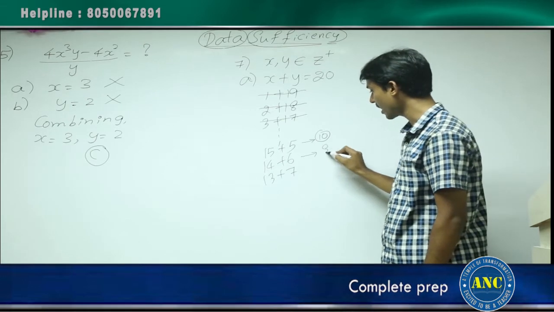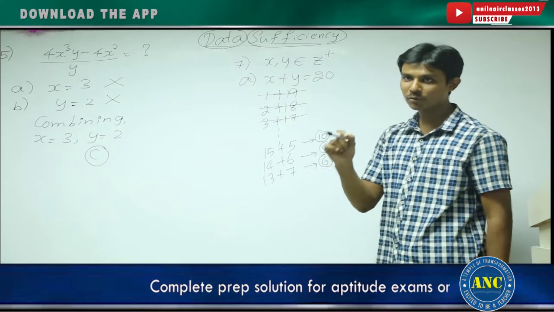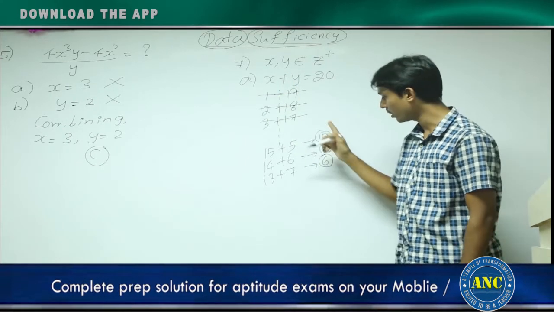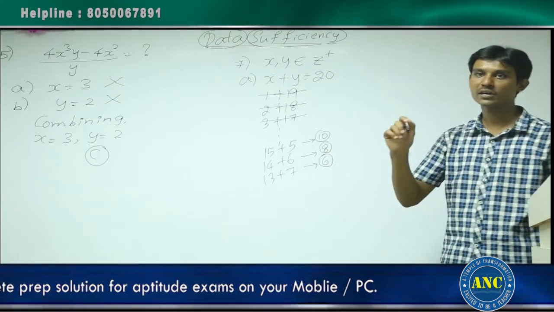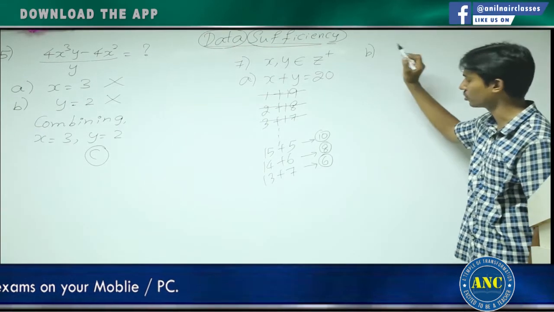X is 14, y is 6. X is greater than y by 8 units. X is greater than y by 6 units. For the same question, from statement 1 alone, you are getting multiple answers. Option A cannot be the answer, right? Option A cannot be the answer. Hold on, sir. Please don't write.